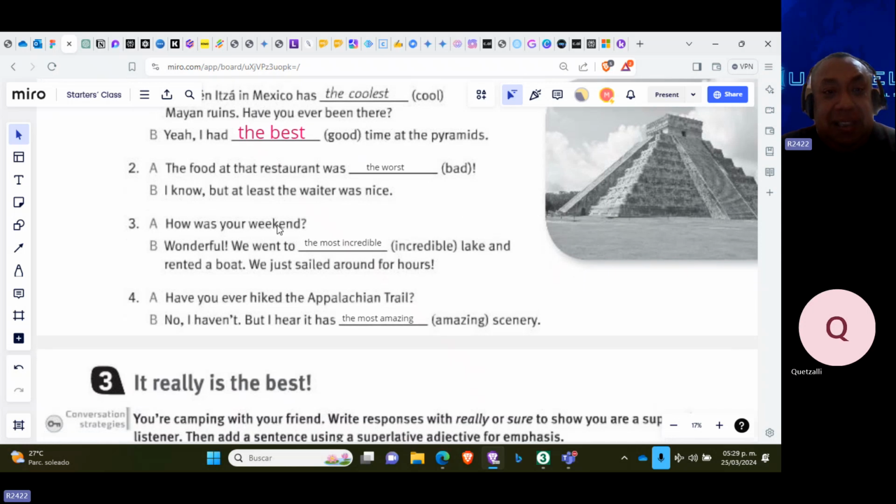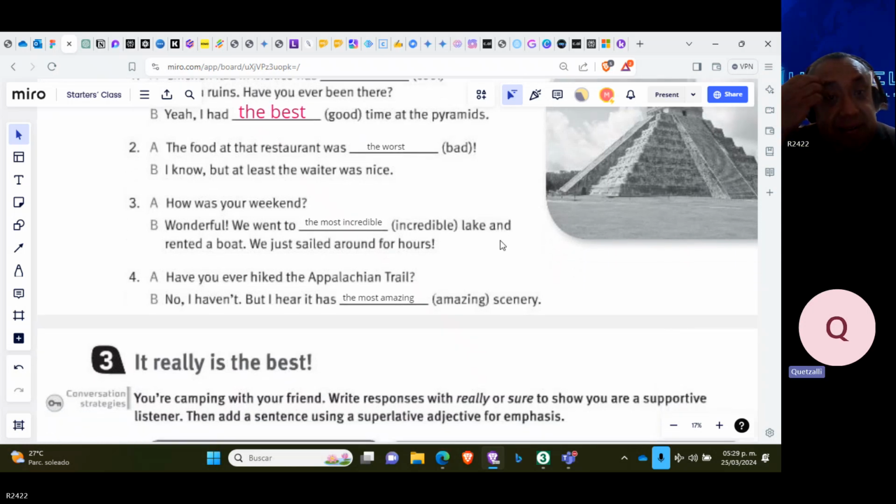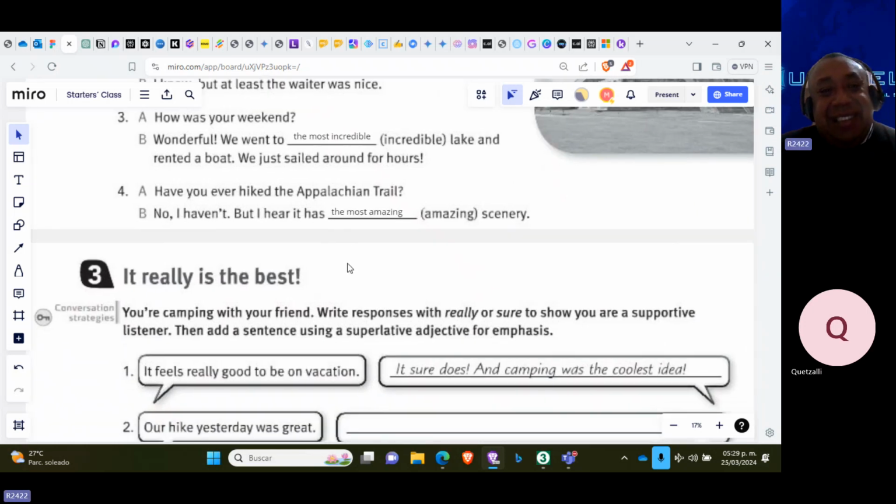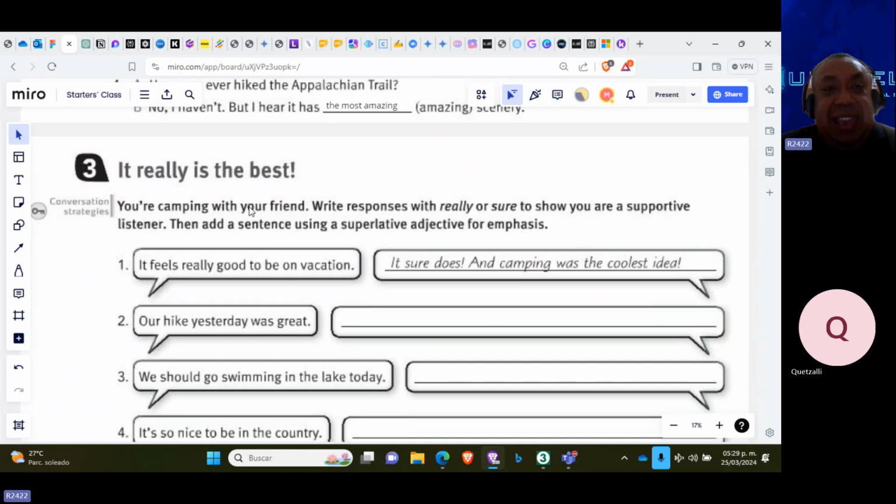Good. How was your weekend? Wonderful. We went to the most incredible lake and rented a boat. We just sailed around for hours. Have you ever hiked the Appalachian Trail? No, I haven't, but I hear it has the most amazing scenery. Excellent, excellent. Good. Look at this. It really is the best.